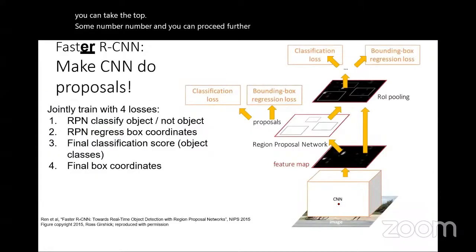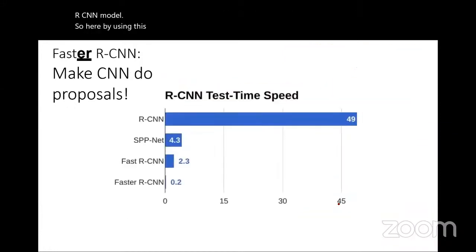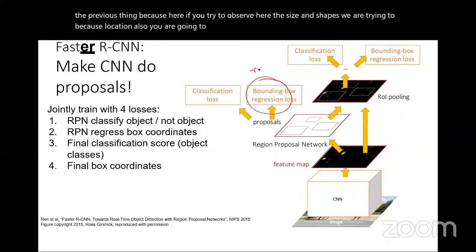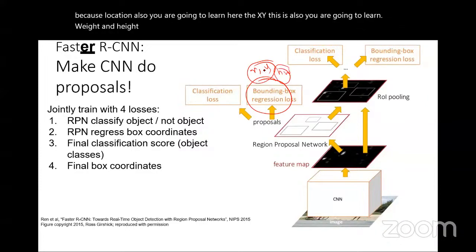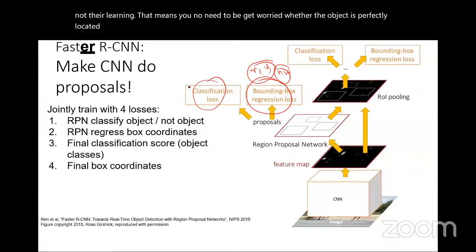That is the advantage of using this faster RCNN model. By using this particular faster RCNN model, it is much faster compared to the previous one, because the size, shapes and location also you are going to learn here, the x comma y, and height and width you are learning, and the classification is just whether the object is present or not. That means you need not worry whether the object is perfectly located or not, because you are making your model learn the exact location also. That is also an advantage.